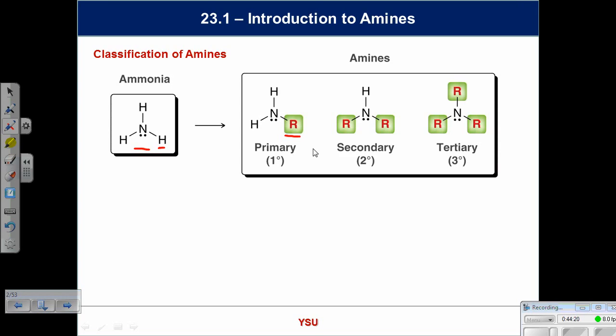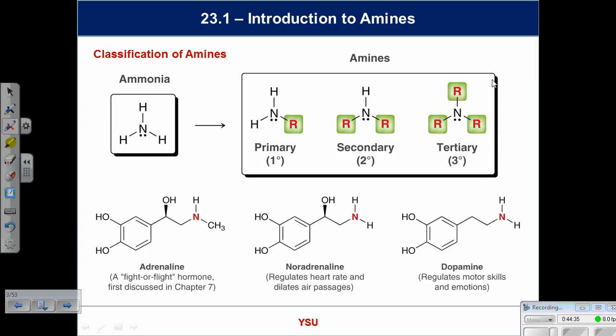We did this when we defined the enamines and the imines. If you put two R groups on there, you get the secondary amine. We've already seen these, not in great detail, but we have. If you put three on there, you get a tertiary amine. And they're very useful as bases. So, examples of these things.